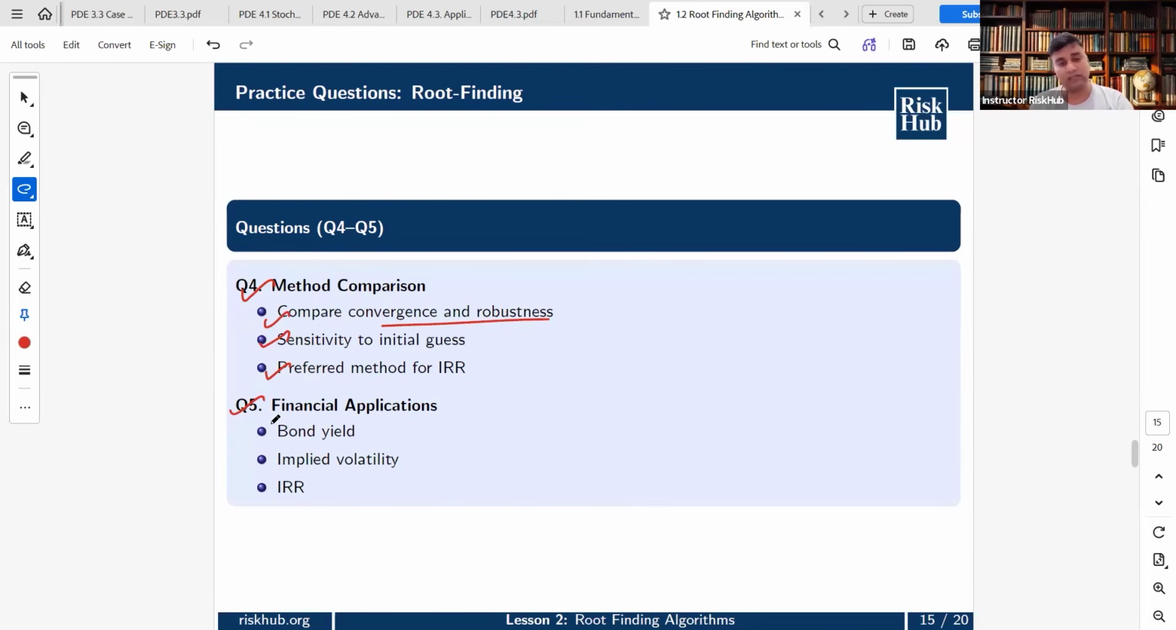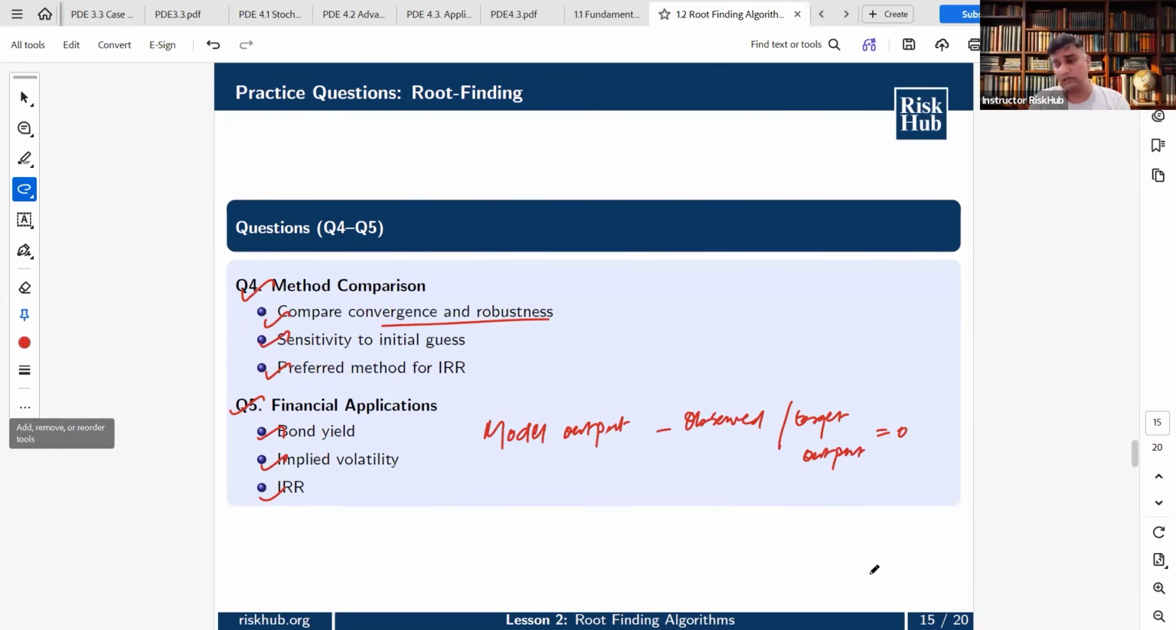And question number 5, financial application: bond yield, implied volatility, IRR. Even though we have solved in the slides itself, so bond yield equates present value of cash flow to price, implied volatility makes Black-Scholes price equal market price. IRR is the discount rate that makes NPV equal to 0. Common structure is model output minus observed target output is equal to 0, right? So that is what we have.